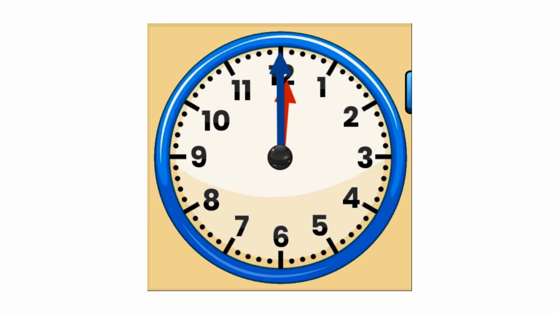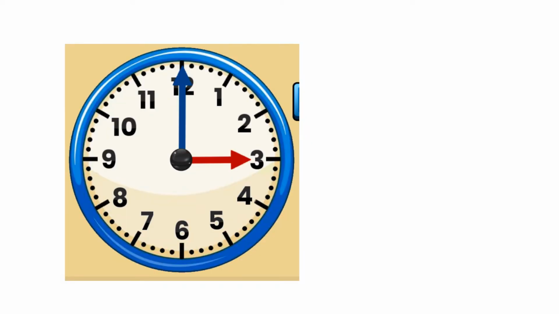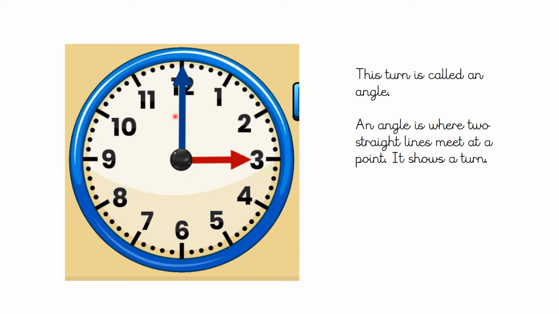The time on the clock is 12 o'clock. I am going to move the hour hand round to show 3 o'clock. This turn that I made here is called an angle. Can you remember what the turn I made was called? It was called an angle.